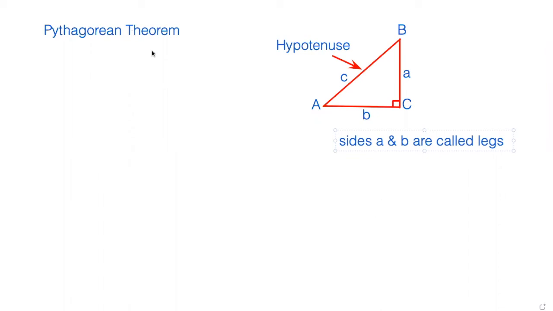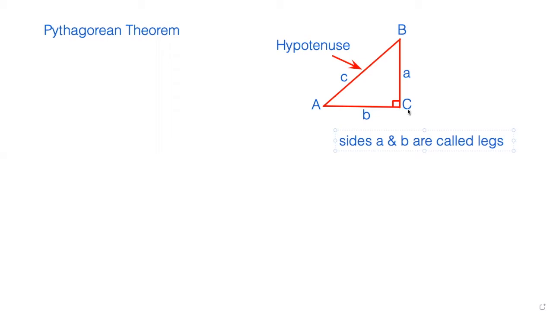Hello. In this video, I am going to talk about the Pythagorean theorem. The Pythagorean theorem applies only to the right angle triangle. As you can see, I have drawn a right angle triangle which is A, B, and C. And this is the right angle right here at C.